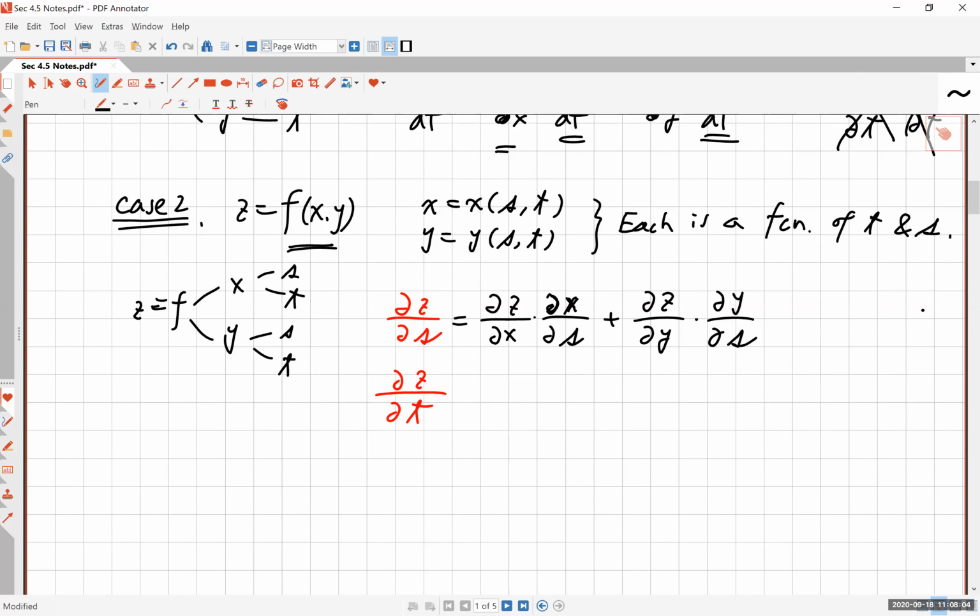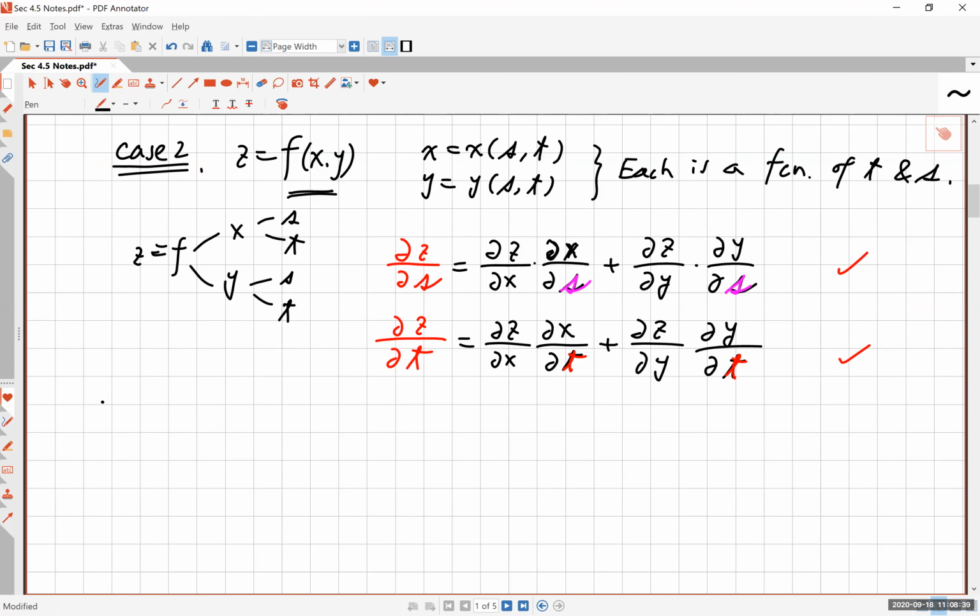Now, similarly, the partial of z with respect to t is the partial of z with respect to x times partial of x with respect to t, plus partial of z with respect to y times partial of y with respect to t. So maybe I should differentiate s and t, no pun intended. Okay, we differentiate with colors. You can see that this is just s and this is just t, and the other parameters do not appear in these cases.